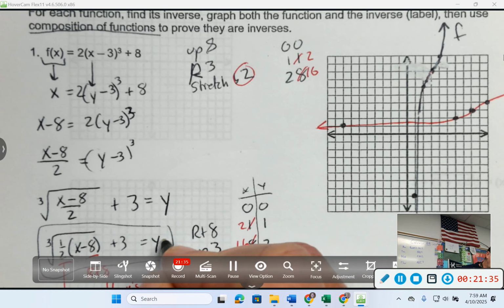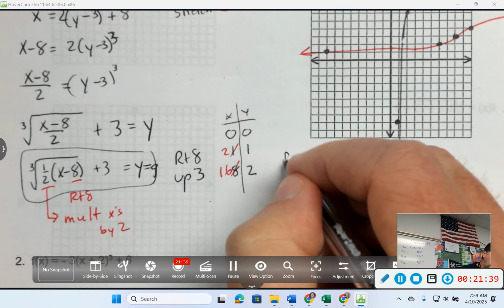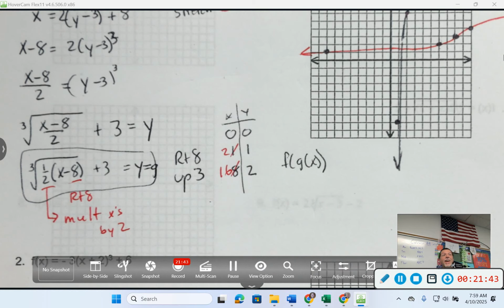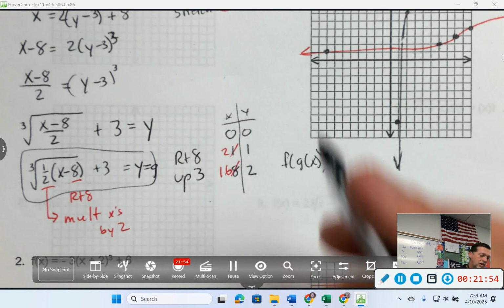So let's call this second one g of x. And then I need to do f of g of x and g of f of x. You have to do both. It's annoying. We don't ever do problems where one works and one doesn't. So if one works, they're both going to work, but you have to show both.